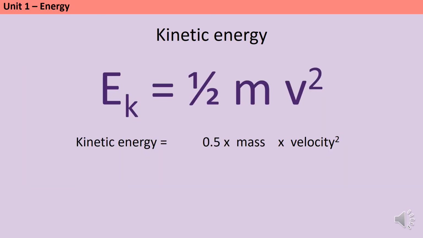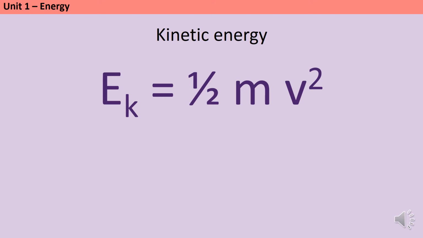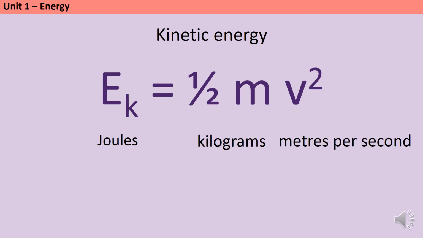The amount of kinetic energy stored in an object can be found by multiplying half by the mass by the velocity squared. Kinetic energy, being energy, is measured in joules. Mass is measured in kilograms, and velocity is measured in meters per second. It's really important when you complete any calculation using this formula that your units are correct, otherwise your final answer won't be.